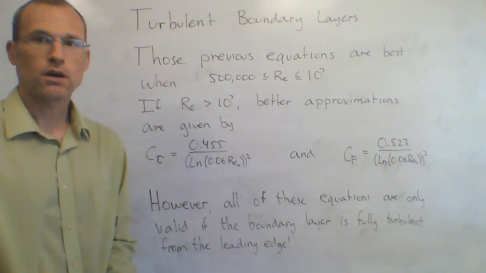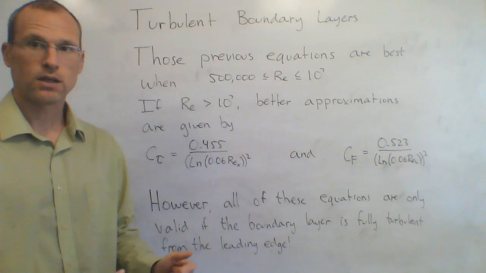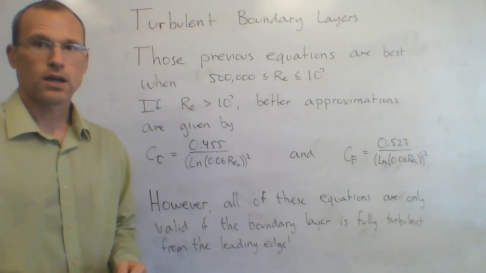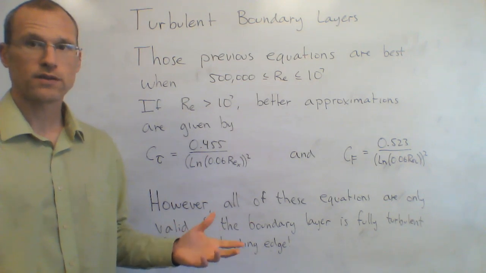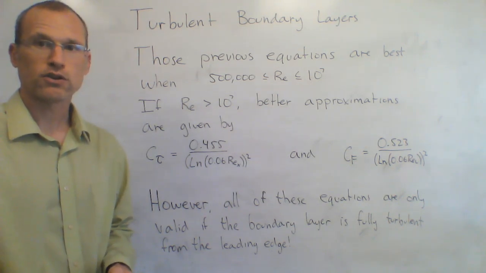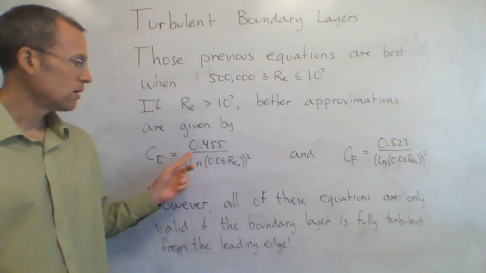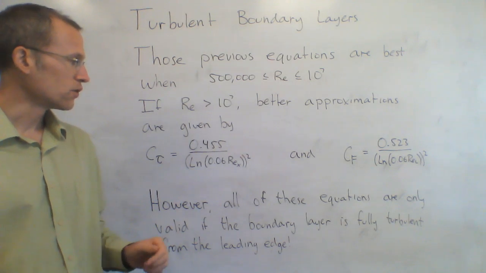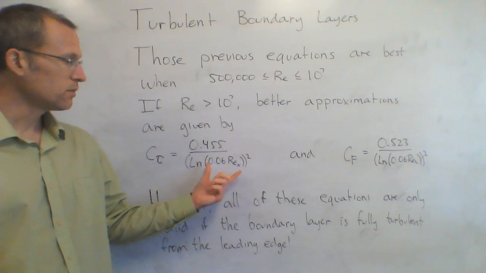So those equations we saw on the previous board were again determined experimentally. It turns out that there's better equations for higher Reynolds numbers. Again, determined experimentally. So the previous equations we just saw are pretty good between 500,000 and 10 million. But above 10 million, it turns out there's better approximations, and that's given by these formulas here. So my C tau is 0.455 over the natural log of 0.06 times the Reynolds number based on where I am, whole thing squared.